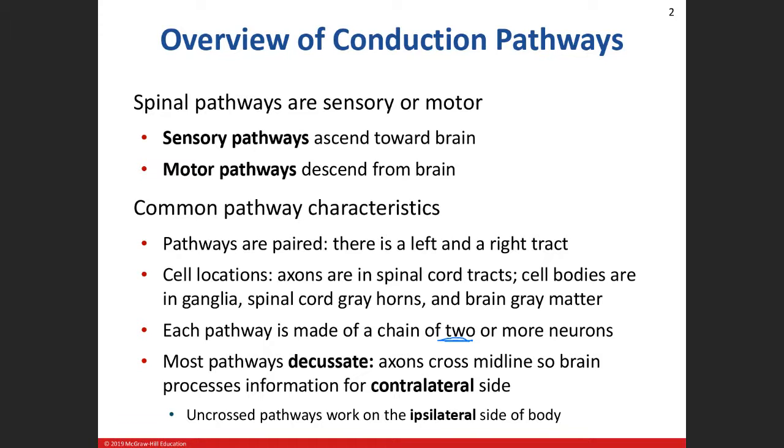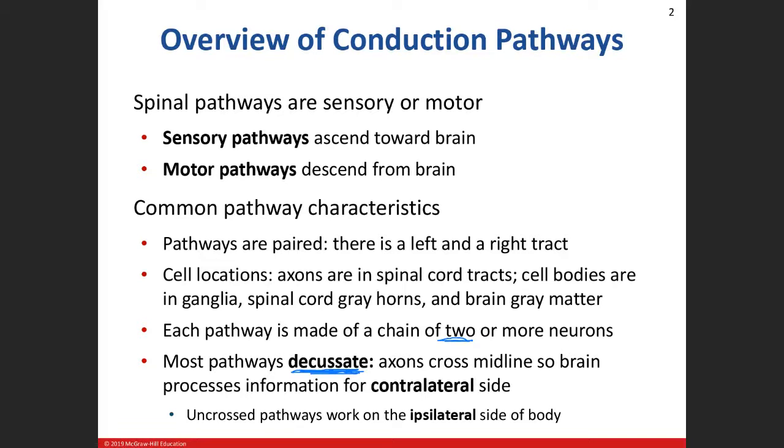It has to be a minimum of 2. Okay, so 2 or more neurons are going to be found in these pathways here. Now, in case you're not sure what this term here means, decussate, that means to cross over. Most of these pathways are going to cross the midline of your body. Well, that makes sense, right? Because the right side of your brain controls the left side of your body and vice versa. They have to cross over.